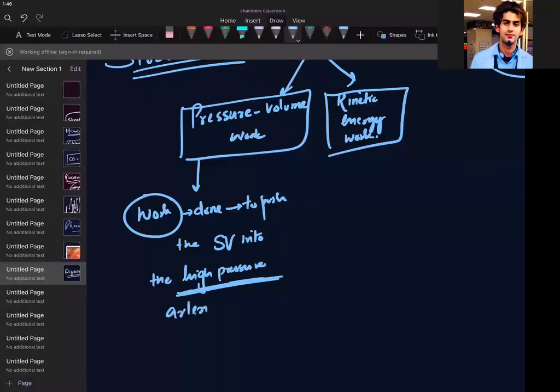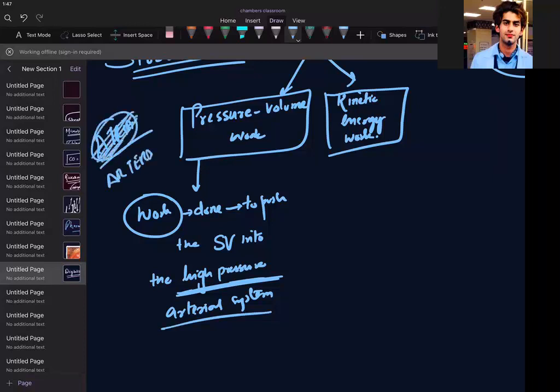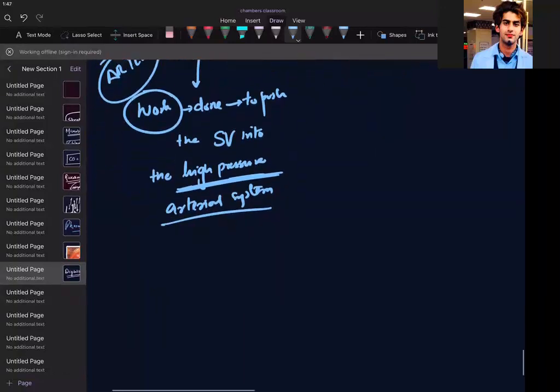You should write arterial system. This is not atria. Please don't confuse atria with artery. These are two different things. Atria is about the heart. I'm talking about the arterial system. Okay, friends. So then what will it be equal to? Can I say this pressure volume work is equal to the systemic arterial pressure multiplied by the stroke volume? Can I say P into SV is the pressure volume work?